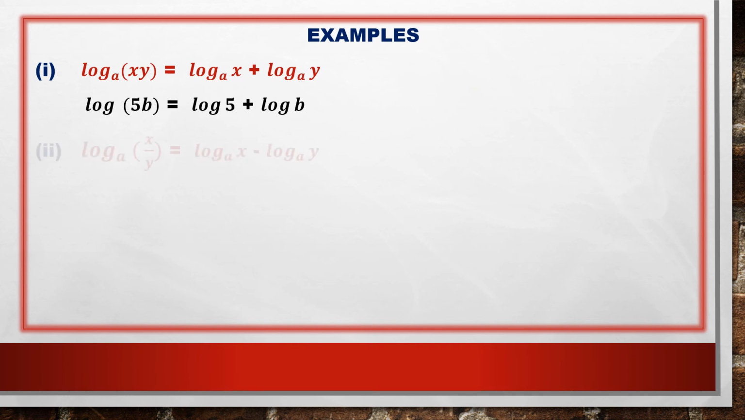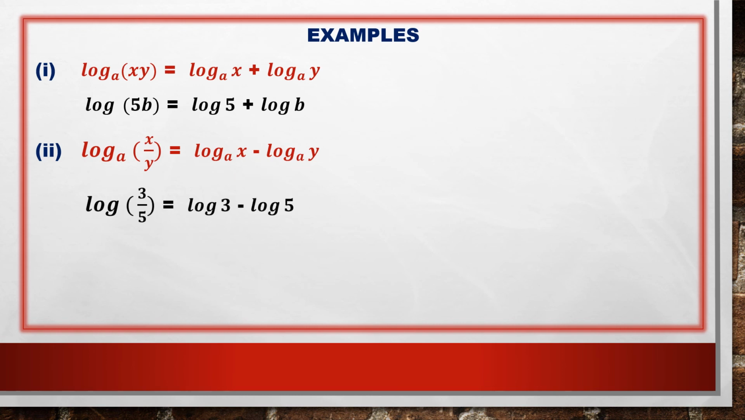So the next property is division. Division means subtraction. Simple. Take one example, 3 by 5. So log 3 minus log 5. If you take base a, write base a. If it is some base 2, you can write base 2. Let me take the third example.